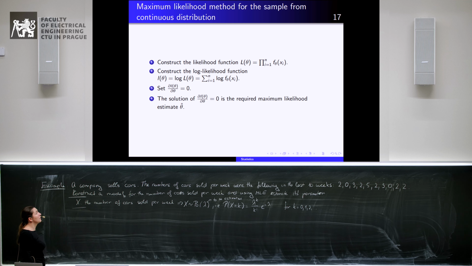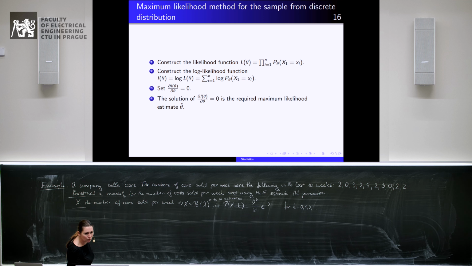Following the steps in the discrete case of maximum likelihood, we know that in the first step, we should construct the likelihood function. In our case, the parameter is called lambda, so I will call it lambda here. And it is the product of these probabilities where k are the observed values. Now we are in the opposite situation than we were in the theory. Now we know k, and we don't know lambda. We want to estimate it.